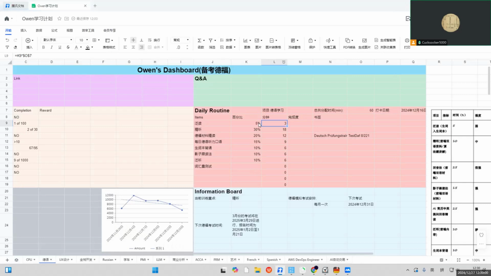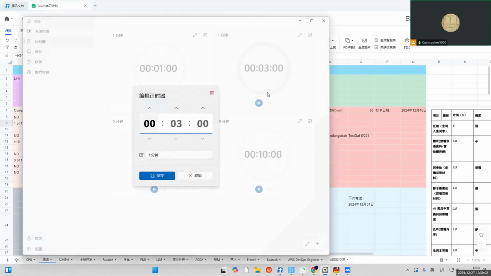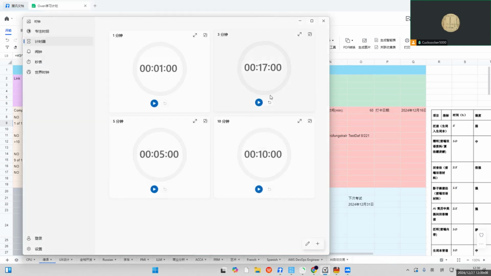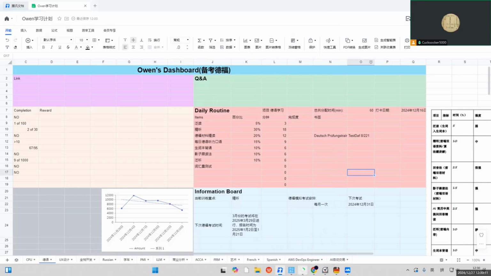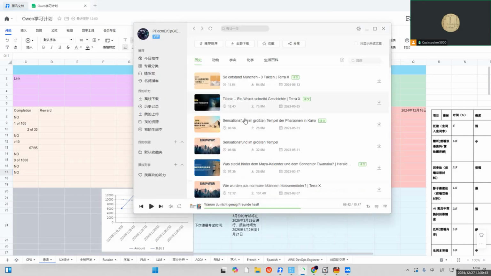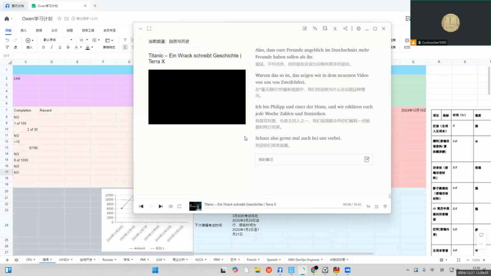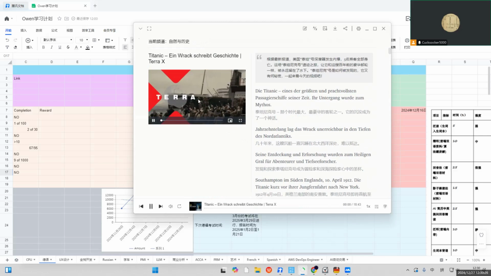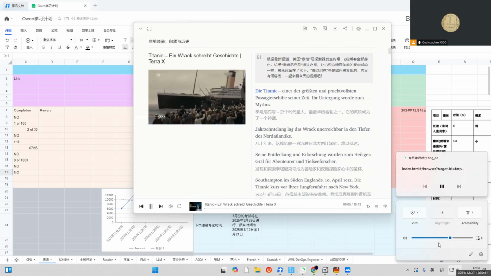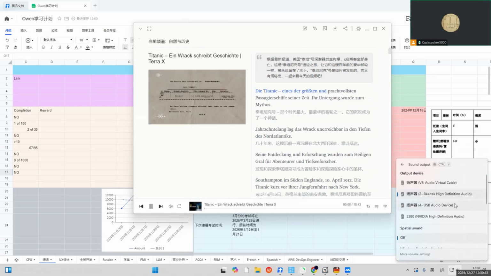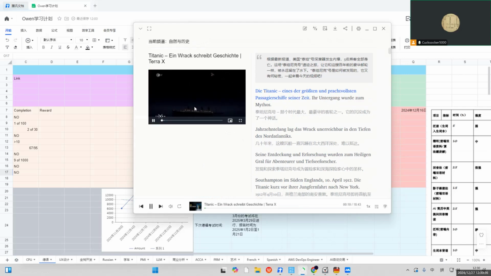So let's get into the listening here. So we have 18 minutes. So I believe that I already wasted 1 minute. So just transition over to here. Titanic Wreck. Wrack schreibt Geschichte. Okay. Let's do this. Die Titanic, eines der größten und prachtvollsten Passagierschiffe seiner Zeit.